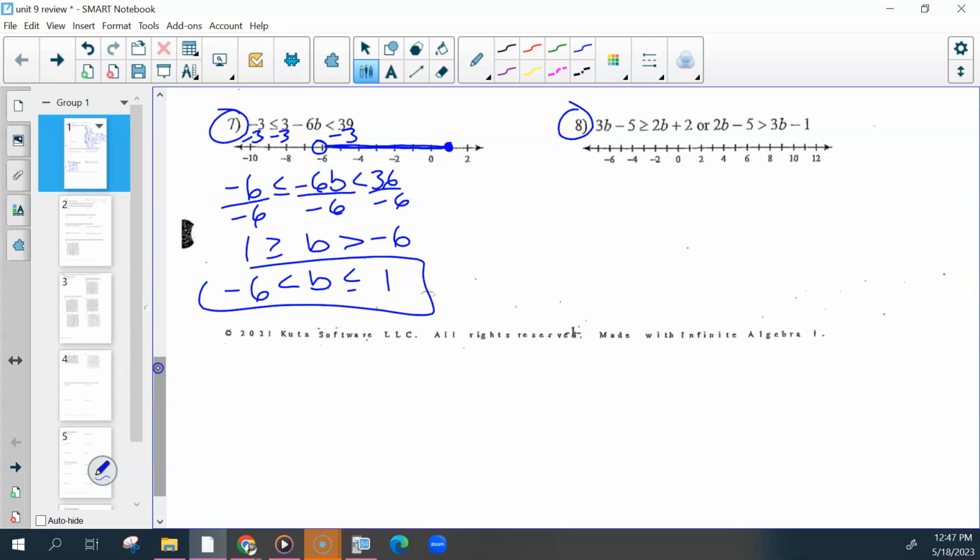Okay, and then 8, you are solving these two things separately. I'm going to rewrite them so I have more space. If you rewrite them, make sure you bring down everything. I think a lot of what happened last time is we forgot the 2 or the 1 at the end.